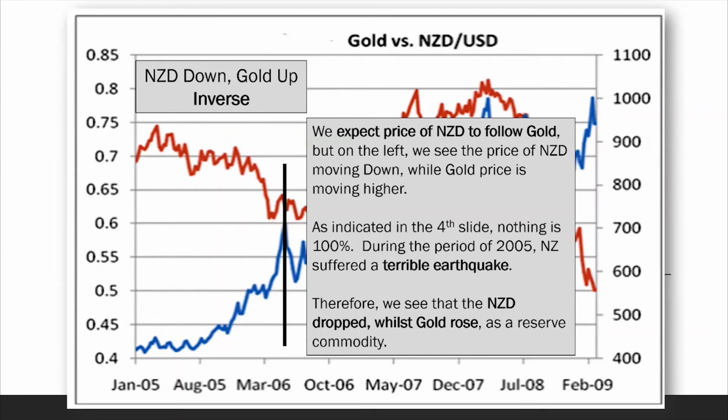Gold is in blue, New Zealand is in red. We can see the New Zealand dollar going down while gold is going up. That inverse relationship. Why did this happen? Mainly it's because of that earthquake in New Zealand in 2005, a natural disaster, right? As a natural disaster occurs in New Zealand, we saw the New Zealand dollar weaken, and we saw that move towards gold reserve. So we saw gold increase.